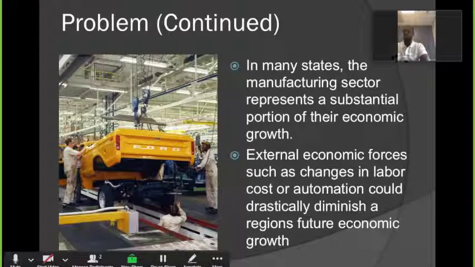So, in many states, the manufacturing sector represents a substantial portion of their economic growth. For one example, Iowa, 88% of their exports comes from the advanced manufacturing sector. So this puts Iowa in an interesting position where changes in labor costs or automation could drastically diminish a region's future economic growth. To give a bit of context, let's use this Ford truck as an example.